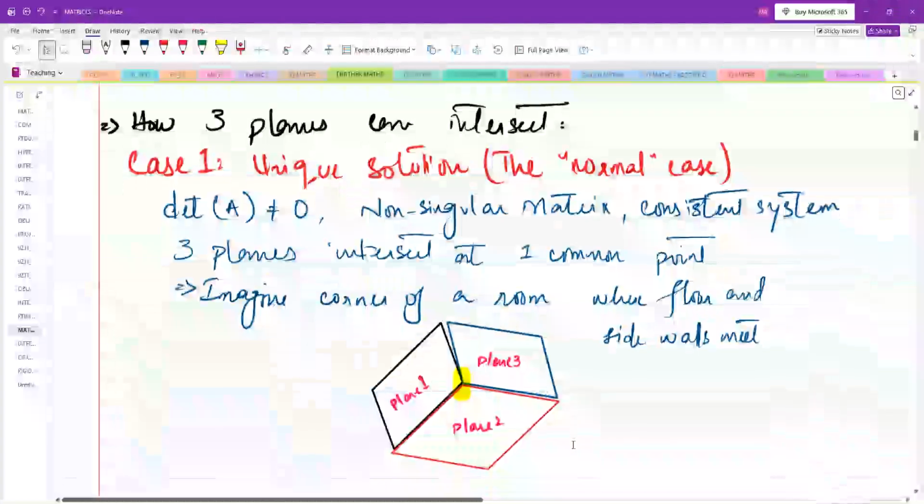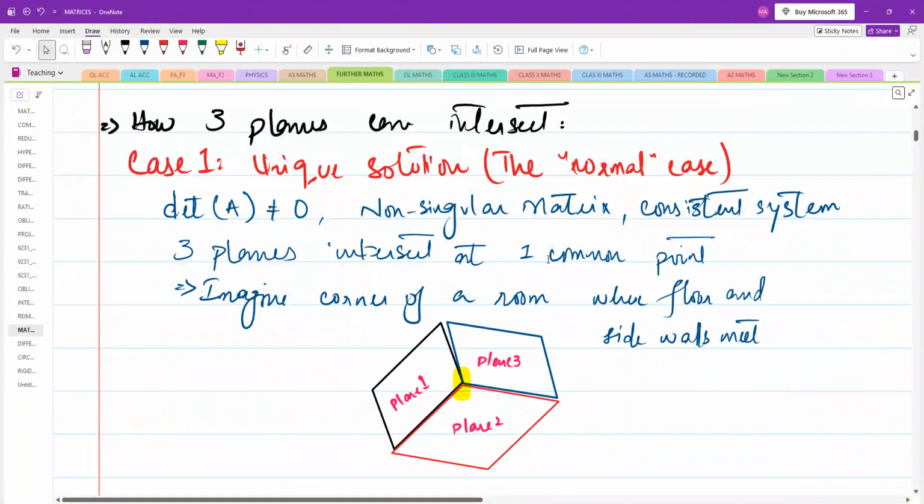Now, what is happening here is that the three planes intersect at one common point. How are we supposed to imagine this? For example, what is the examiner asking? The examiner is asking, describe to me how these planes interact with each other geometrically. So we're supposed to be describing how the planes are interacting with each other geometrically.